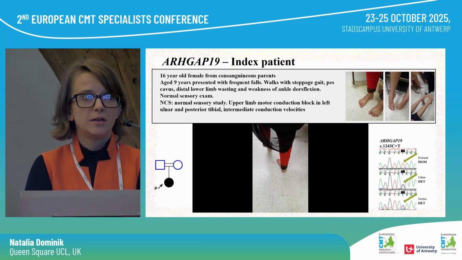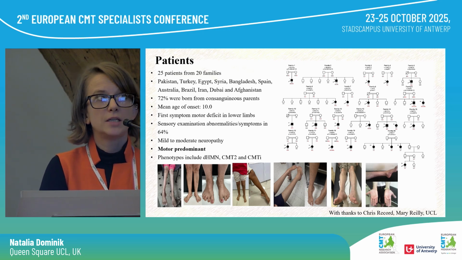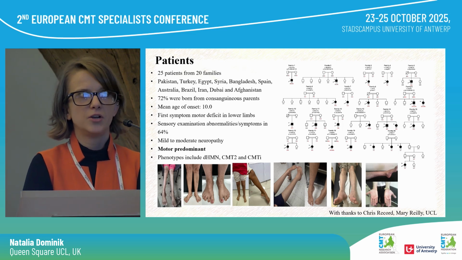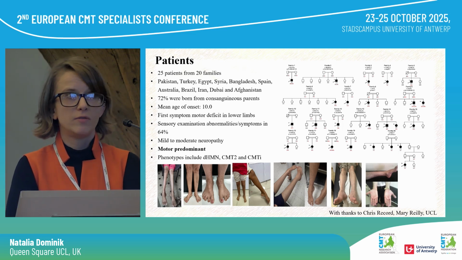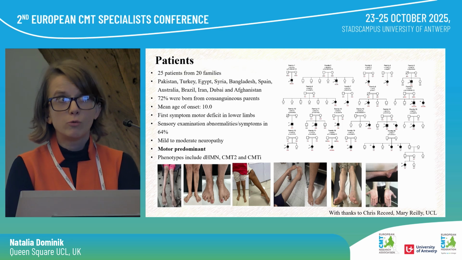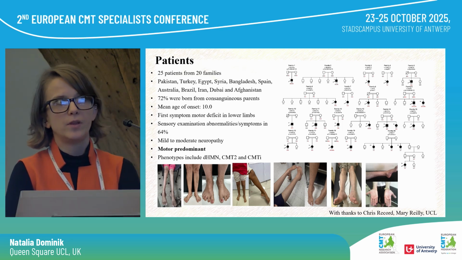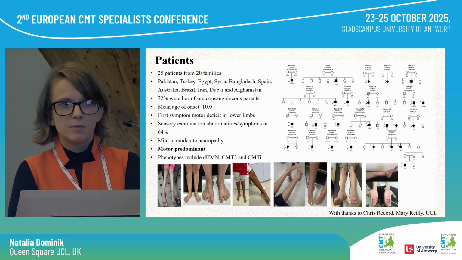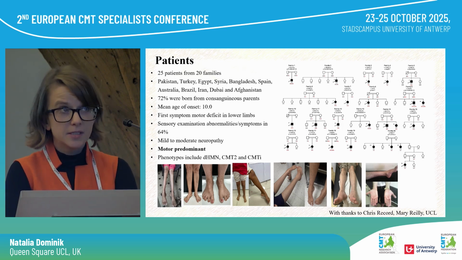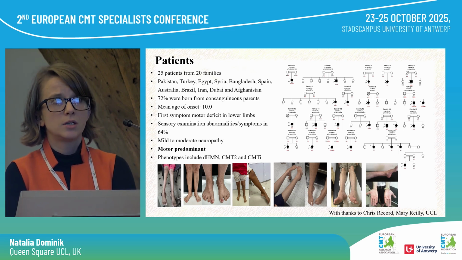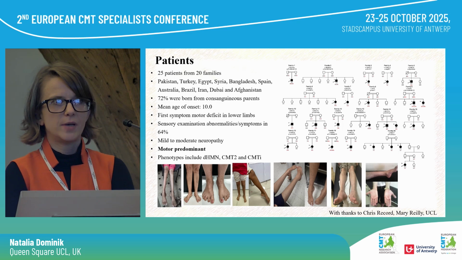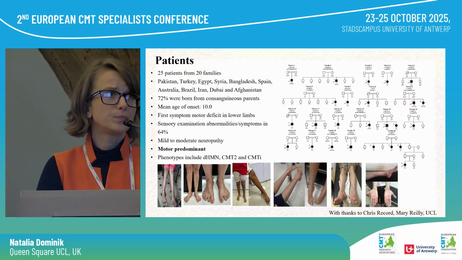Now, admittedly, this was quite a few years ago, and up to date, we've collected 25 patients from 20 families from different ancestral backgrounds with biallelic variants in ARHGAP19. Over 70% of the patients came from consanguineous parents, and the mean age of onset was about 10 years old, but it ranged from infancy to about 30 years old in one of the patients. The presenting symptom was motor problem at lower limbs, and over 60% had some sort of sensory involvement. The neuropathy was mild to moderate and motor predominant. The patients had various foot deformities such as pes cavus, flat feet, or hammer toes.